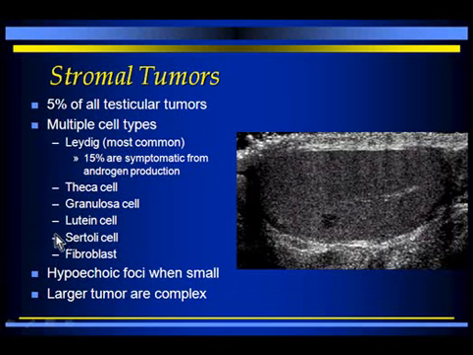As opposed to germ cell tumors, which were far and away the most common tumors in the testicle, stromal tumors are much less common. They account for only 5% of all testicular tumors. This happens to be a stromal tumor, but there's no way you could distinguish this from a classic seminoma. There are multiple cell types of stromal tumors, the Leydig cell being one of the most common. Of the Leydig cell, 15% of them are symptomatic because of androgen production. The other stromal tumors include the theca cell, the granulosa cell, the lutein cell, the Sertoli, and the fibroblast.